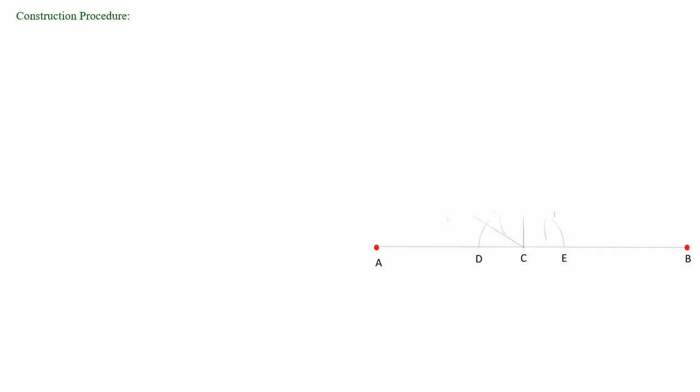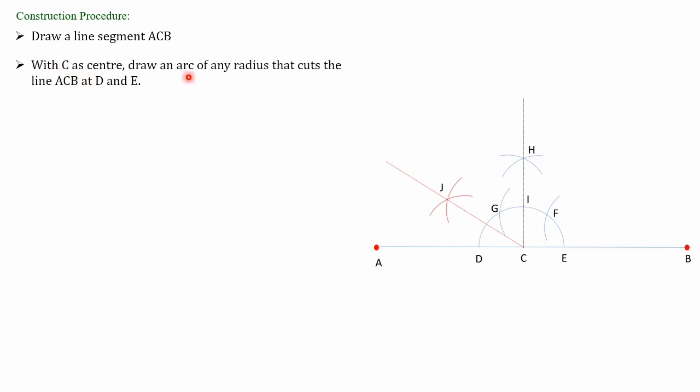Next, the construction procedure. This is the diagram we have drawn before. First of all, draw a line segment ACB that we have drawn. With C as center, draw an arc of any radius that cuts the line ACB at D and E. Fix the compass at C, take a convenient radius, draw an arc, and it meets at D and E on the previous line segment which you have drawn.